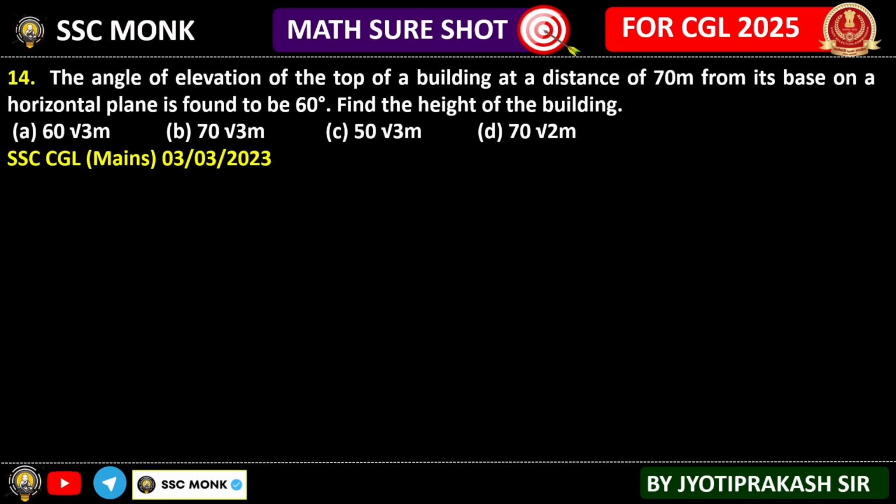Next, the angle of elevation of top of a building at a distance of 70 meter from its base on a horizontal plane is found to be 60 degree. Find the height of the building. Now it is saying this is the building, and the distance between the building and this point is equal to 70 meter, and this angle of elevation is equal to 60 degree. Now very simple, if this is 60 degree, this will be root 3, this will be 1, this will be 2, so this will be 70 root 3, answer option B.